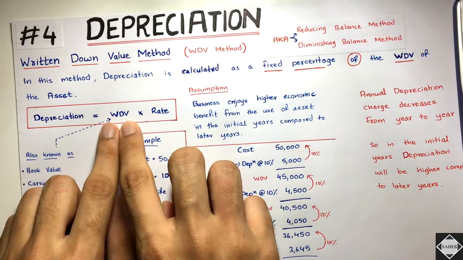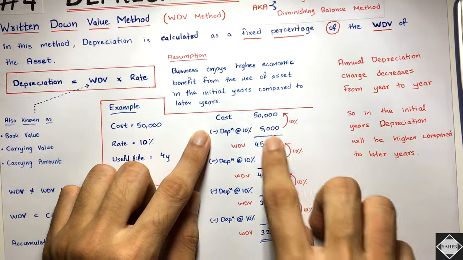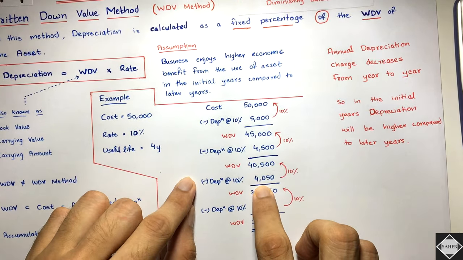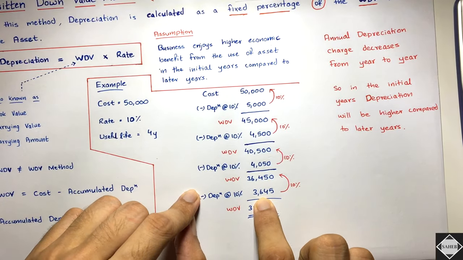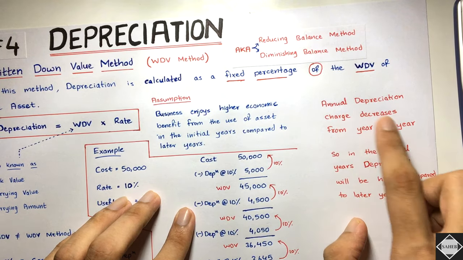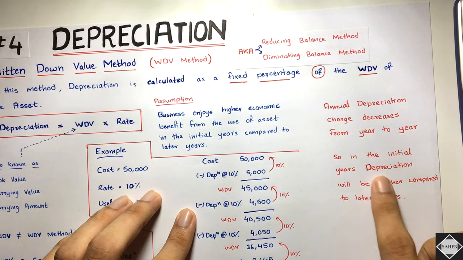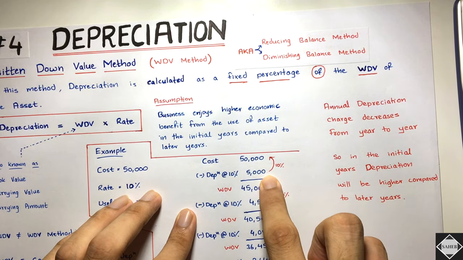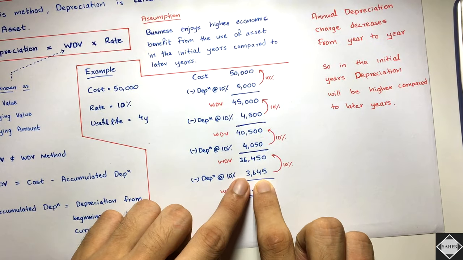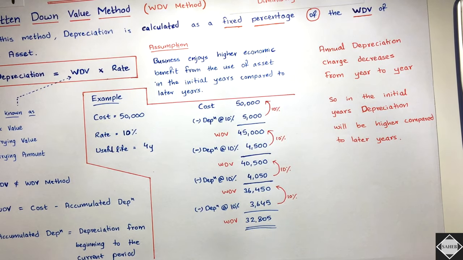So because of that, what's happening to depreciation? If we are using WDV every time, every year depreciation is decreasing. Understand this. In the first year it was 5,000, in the second year 4,500, in the third year 4,050, and in the fourth year it is 3,645. Every year depreciation is decreasing. The annual depreciation charge decreases from year to year. So in the initial years depreciation will be higher, 5,000, compared to the later years. In the fourth year, depreciation is 3,645. You understood this?